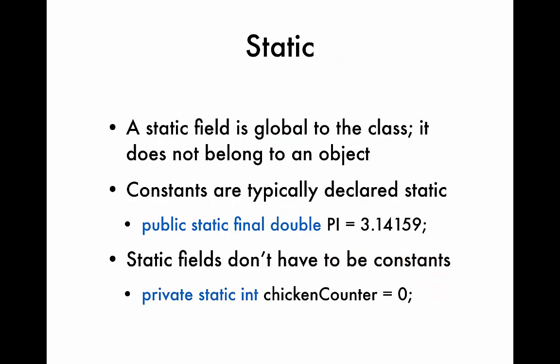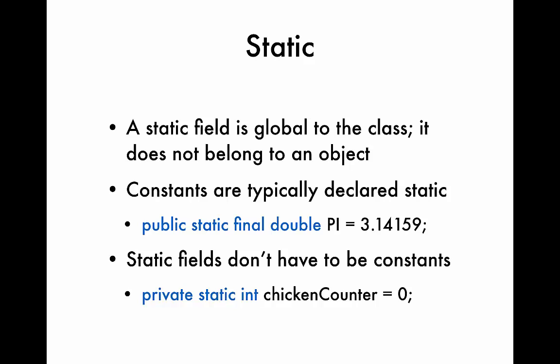When you're declaring a constant, you're typically going to declare it to be static. A field that is static belongs to the class rather than a particular object. An example would be the declaration of a constant pi in a math class. You only need one constant pi, so there's no need to duplicate the same constant across multiple objects.